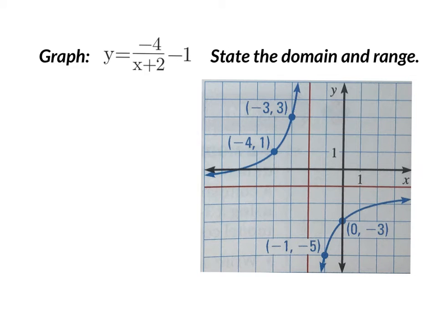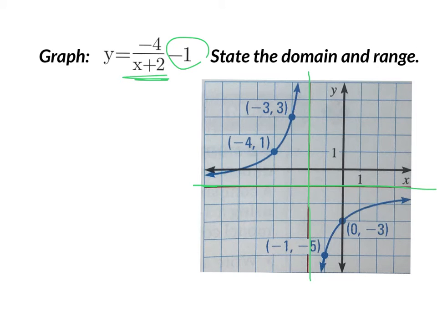So the first thing I did is I noticed there's an x plus 2, which shifts the graph 2 to the left. So if you look at my red line on my graph right here, I moved my asymptote from the y-axis 2 to the left, to right there. There's also a minus 1 in the front, so I shifted my graph down 1, so my horizontal asymptote went from the x-axis down 1.